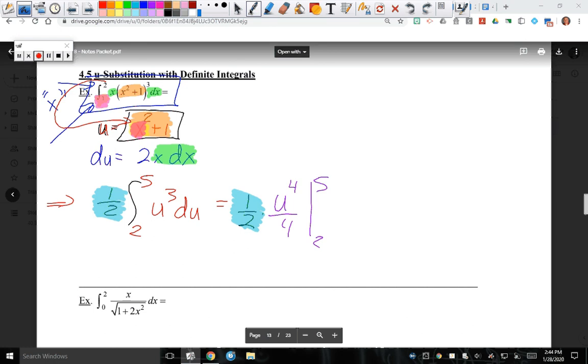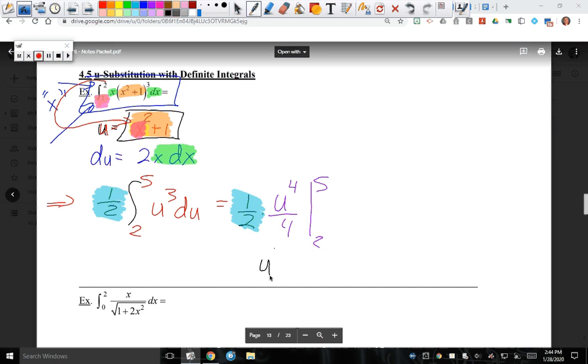Yes? So, if you change the bounds into the terms of u, does that mean you don't need to replace u with 2x or x squared plus 1? Correct. You never have to go back and replace it back with x. But if you were to keep the same bounds, you would... Let's get there, okay? Real quick. Let's finish this off.